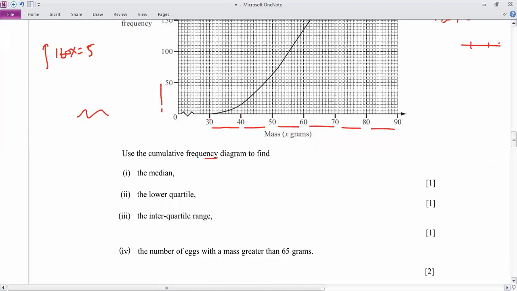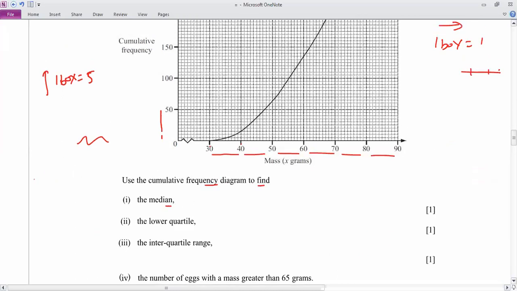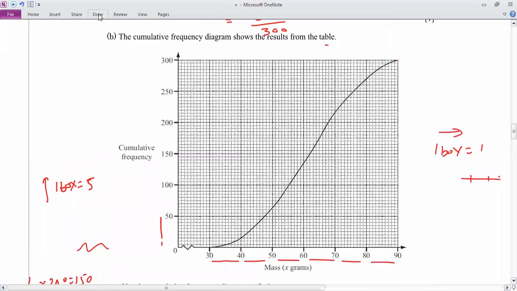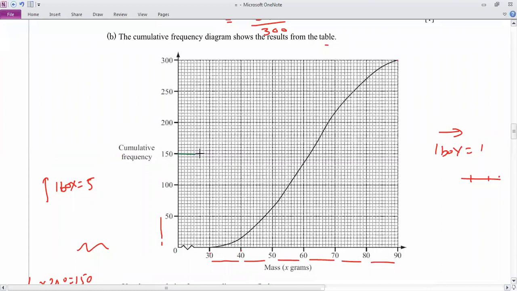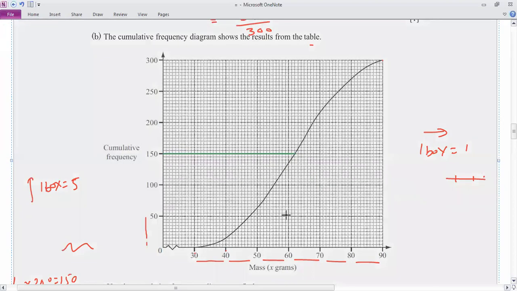Now what we have to do here: use the cumulative frequency diagram to find the median. Now what is the median? Half of the last cumulative frequency, that will be 150, yes? So from 150, you will draw the line. Draw the line from 150, and then from here, come down. Let me make it.